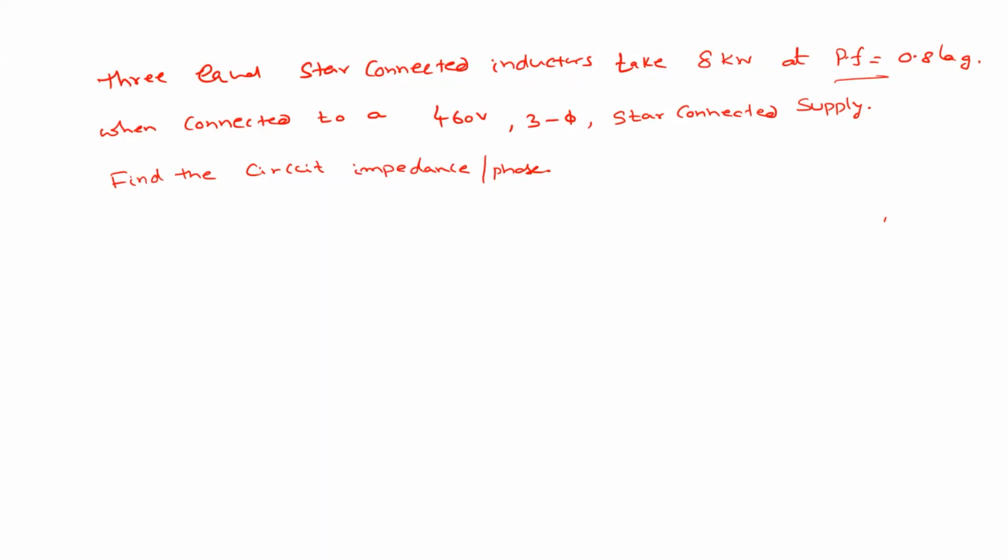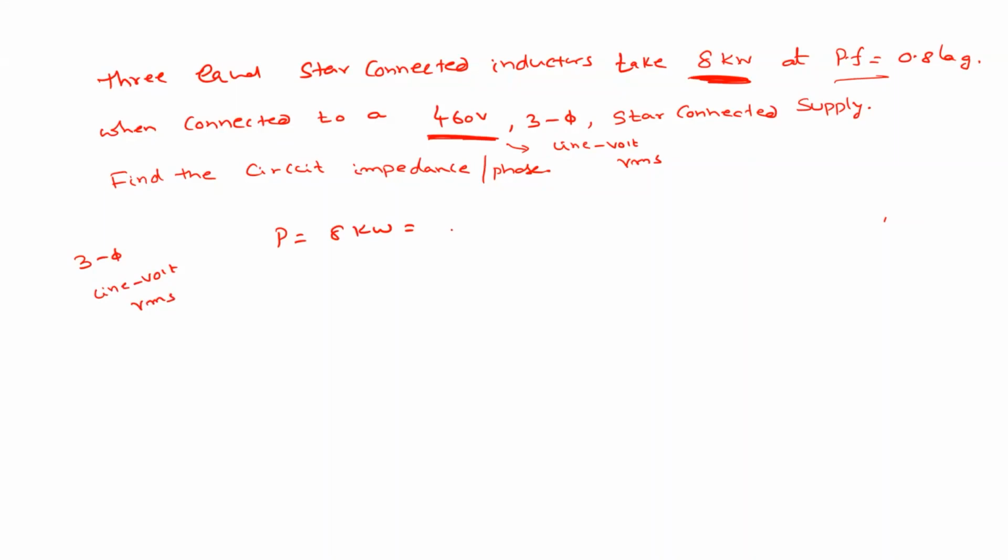So P is given, P is equal to 8 kilowatt. Another thing is this 460 volts. Nothing is mentioned here, so this is the line voltage RMS value. In case of a three-phase system, if nothing is mentioned, we already discussed this, it is known as the line voltage RMS value. In case of a single phase system, if nothing is mentioned, that is the phase voltage RMS value.